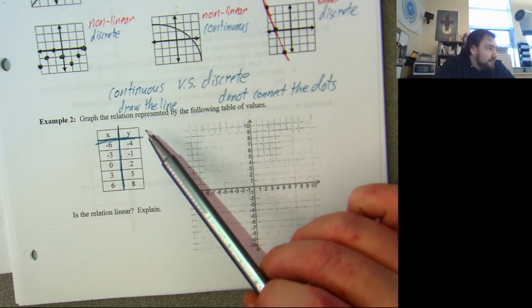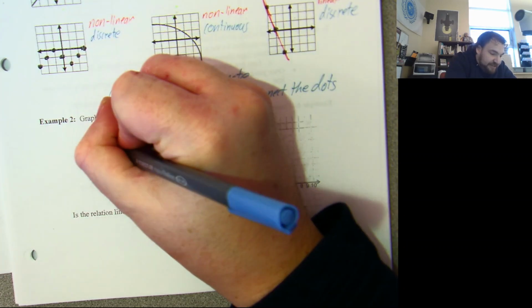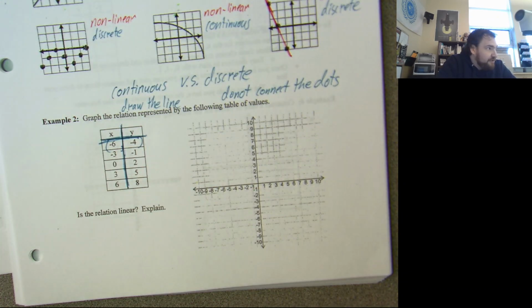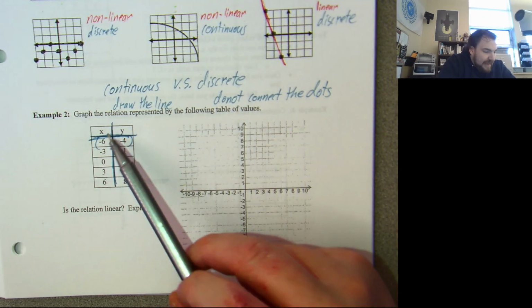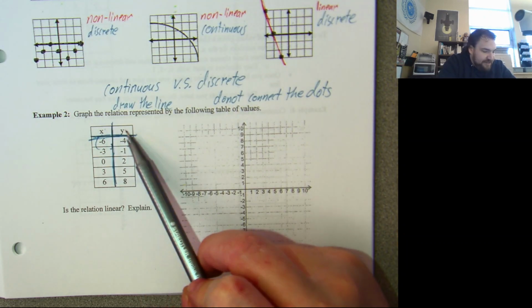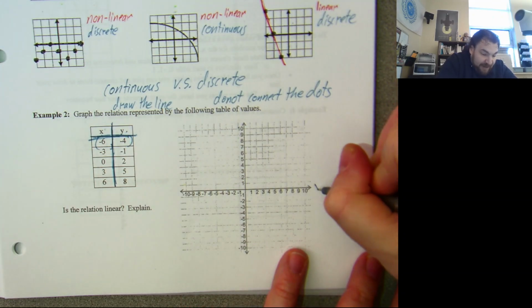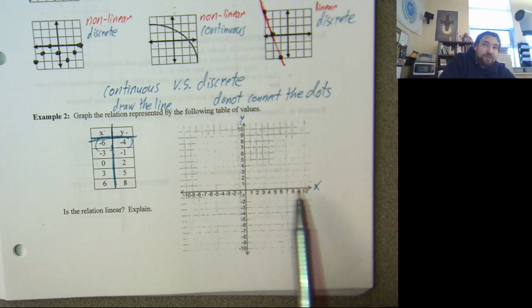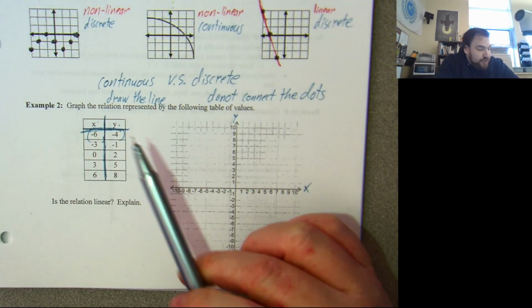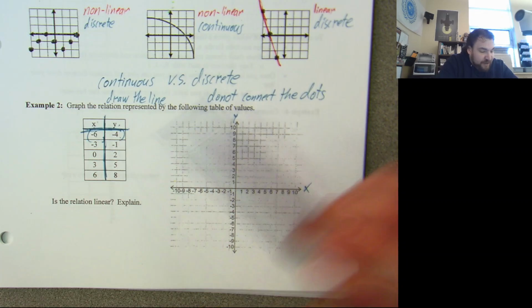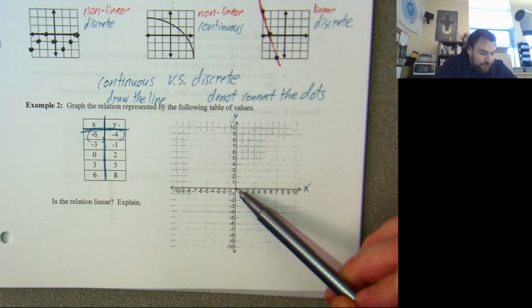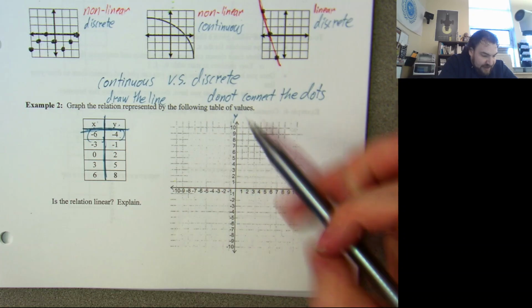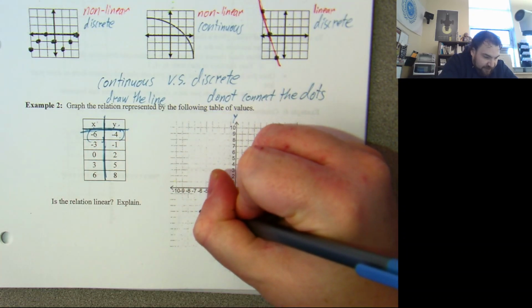So what we're going to do is we're just going to treat each one of these. If I could get the drummers to stop drumming, please, I'd really appreciate it. And we're going to graph them all and see whether or not they make a straight line, and then we're done. So X is the first column, Y is the second column, and they go as you would expect, X and then Y. X is horizontal, Y is vertical. So this point here, -6, -4, is going to be in what quadrant? Yeah, you betcha. I'm going to go from the origin, I'm going to go left 6 and down to -4, and we're going to put that dot there.